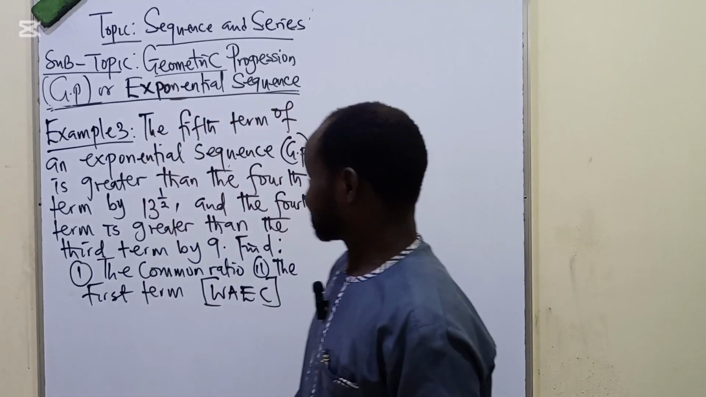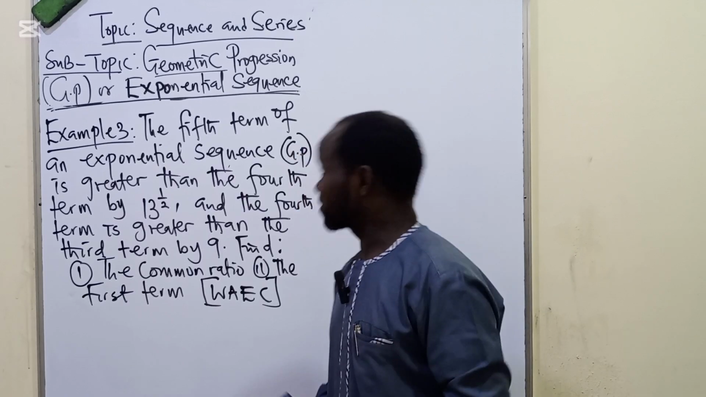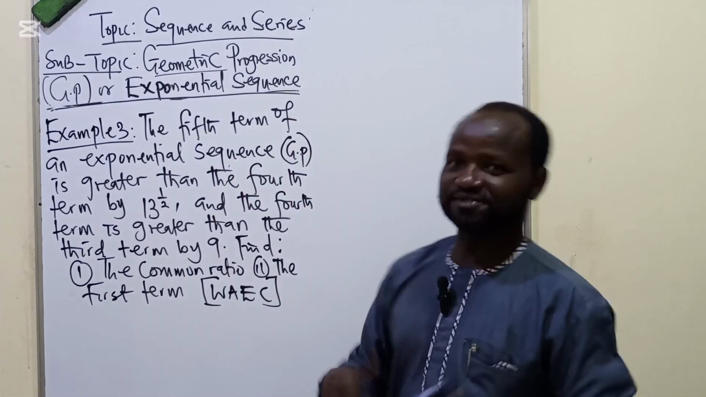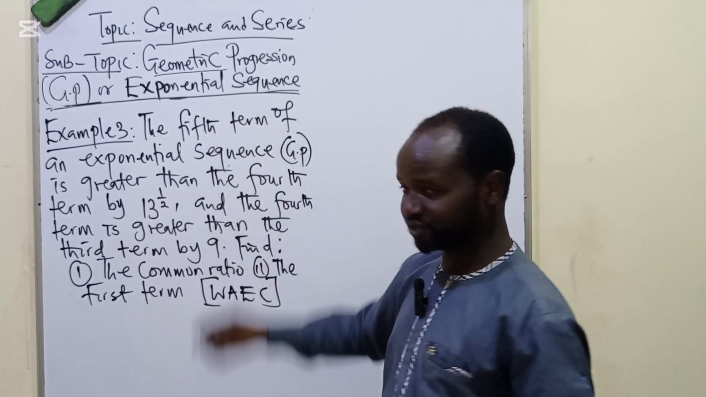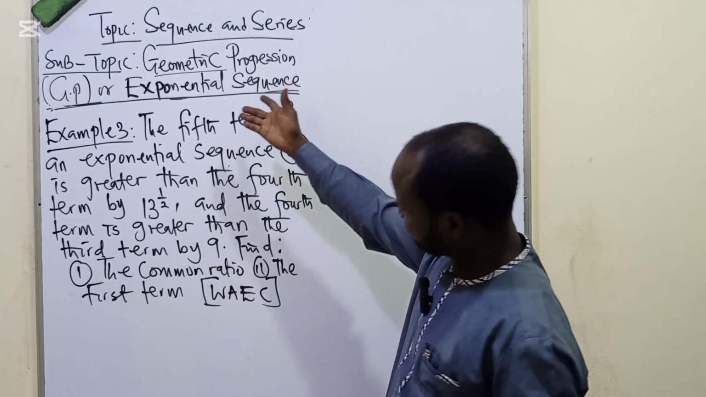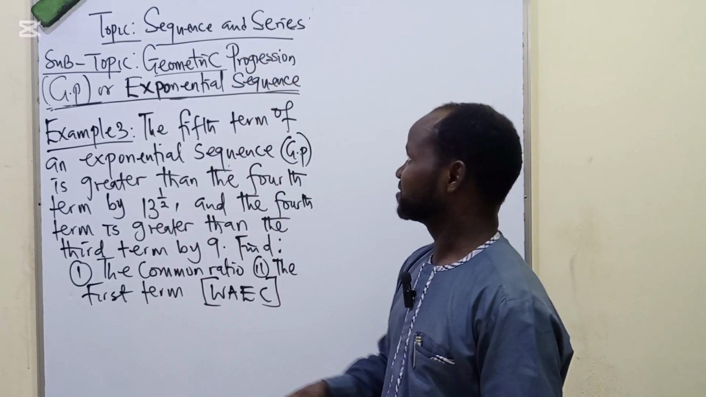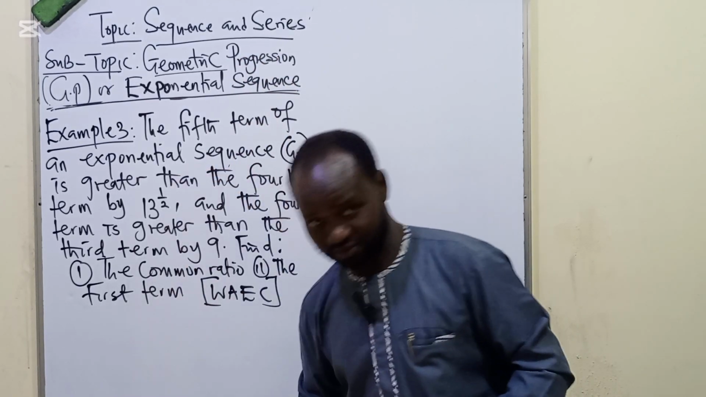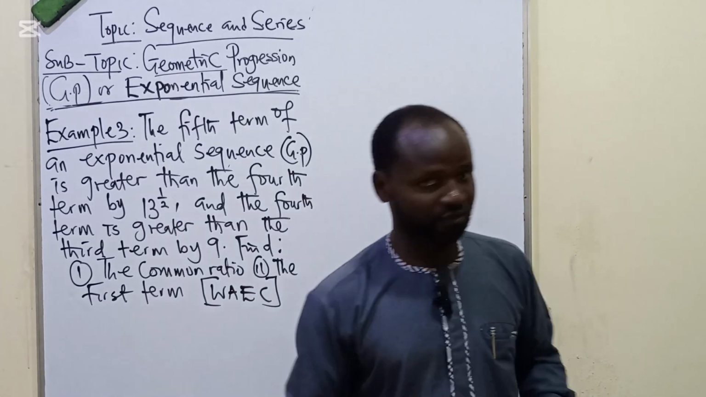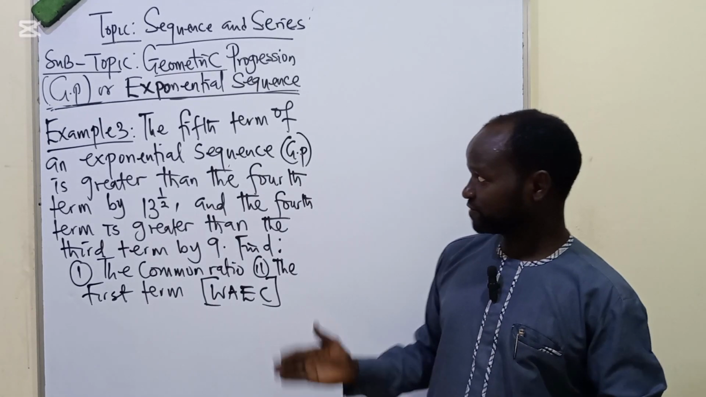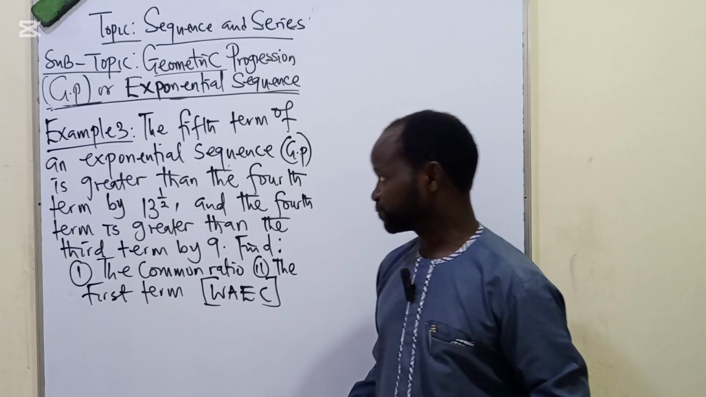In today's presentation, we continue with our solutions to sequence and series. With us here is geometric progression, which is one of the types of sequence. With us here is example 3. In my previous video, I've solved example 1 to 2.